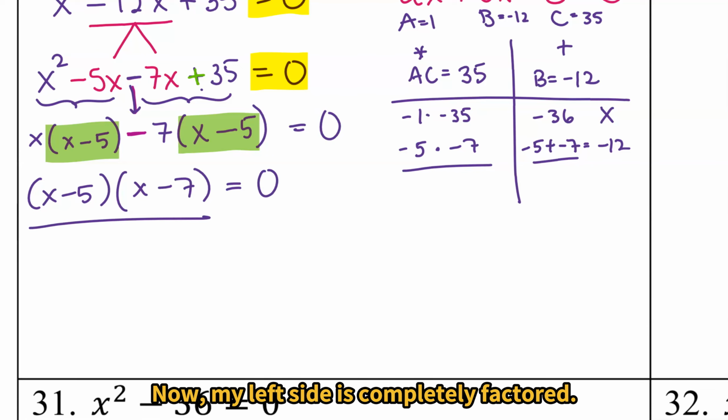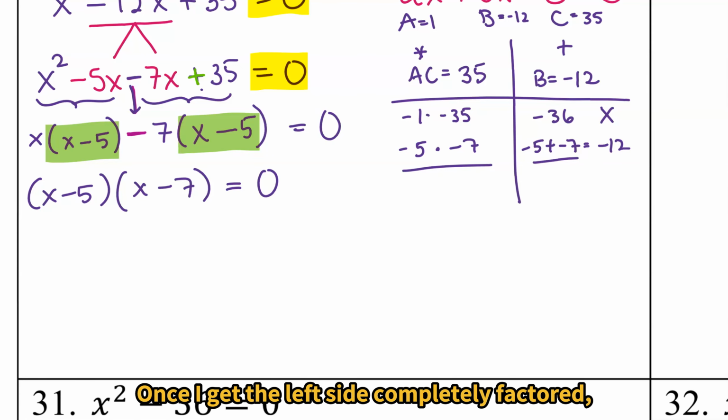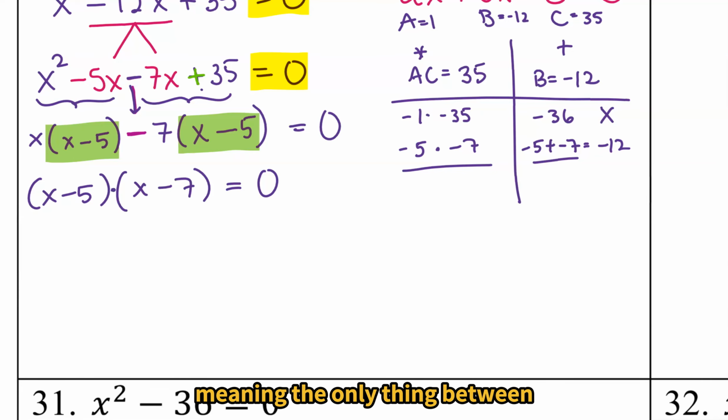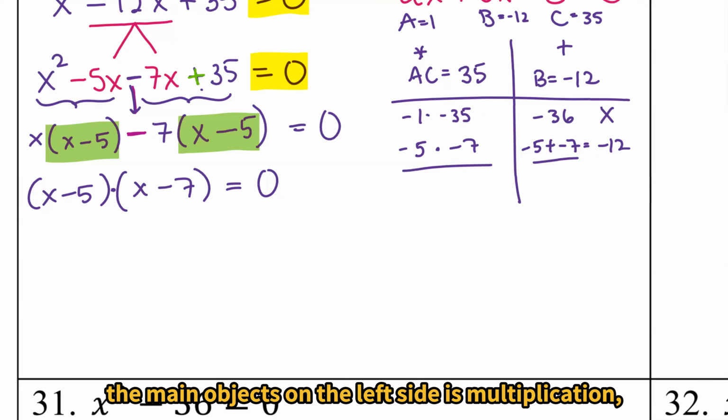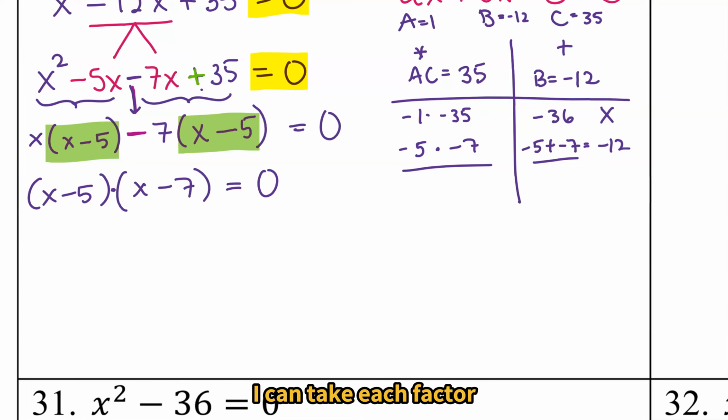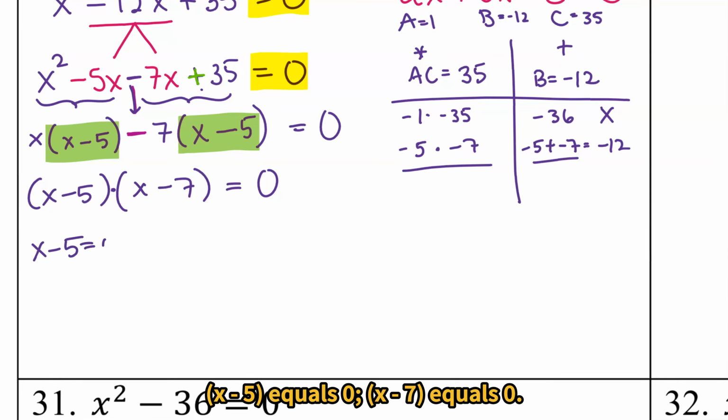Now my left side is completely factored. Once I get the left side completely factored, meaning the only thing between the main objects on the left side is multiplication, I can take each factor and set each factor equal to 0. X minus 5 equals 0. X minus 7 equals 0.